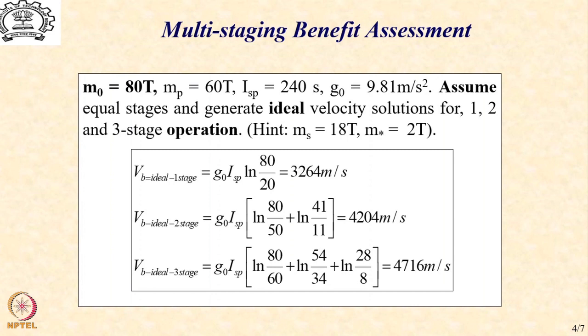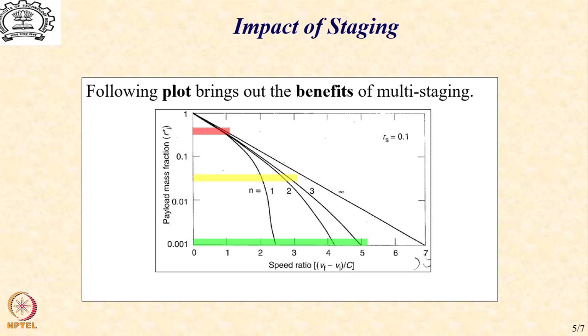The question is, is this really workable? So let us look at a picture. This picture shows a generic scenario that we are likely to get when we start increasing the number of stages. The scenario is created in terms of the two important parameters of the rocket performance, that is the payload mass fraction and the speed ratio, that is amount of speed which is increased as a ratio of the exhaust velocity. The capital C is the exhaust velocity, which is typically of the order of about 3 kilometers per second for most common fuels employed.